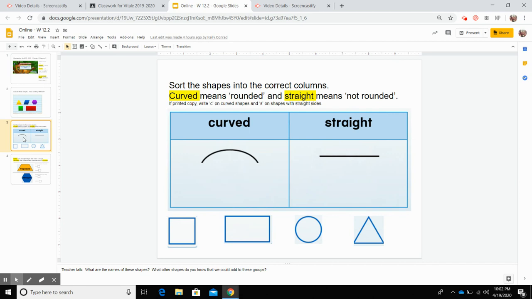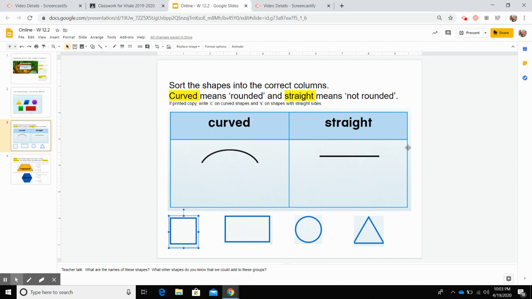On this page, we're going to sort the shapes. So these will move if you are doing an online copy. And if you are doing a paper copy, it says write a C on the curved shapes and an S on the ones with straight lines. So curved means it's bent or rounded, and straight means it is not rounded.